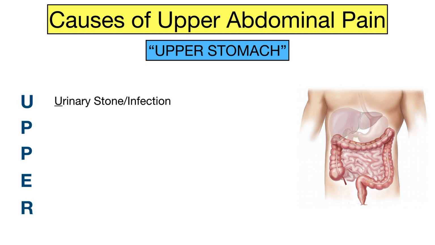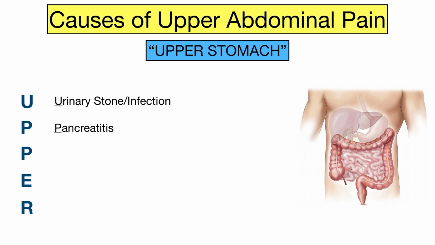The U stands for urinary stones and infections. This will help you think of things like kidney stones, along with kidney or urinary infections. Most of the time, kidney stones, which are also called nephrolithiasis, and kidney infections, also called pyelonephritis, will cause flank pain that might even radiate to the groin, but some individuals may describe their pain as upper abdominal. Urinary tract infections typically present as lower abdominal pain, but some patients may experience generalized abdominal pain, especially early on or in the elderly.